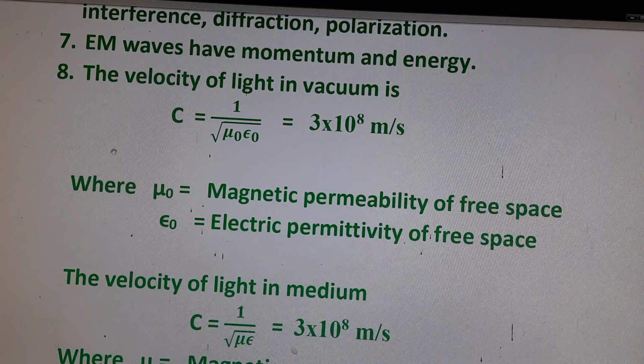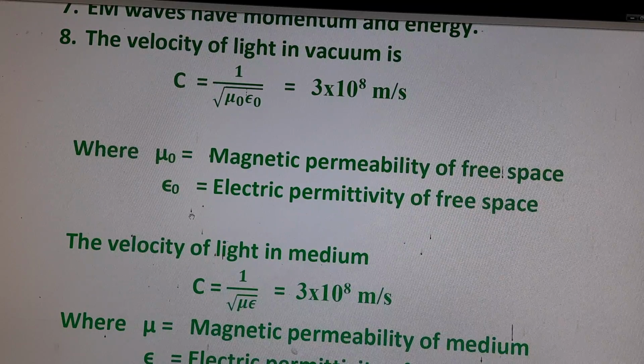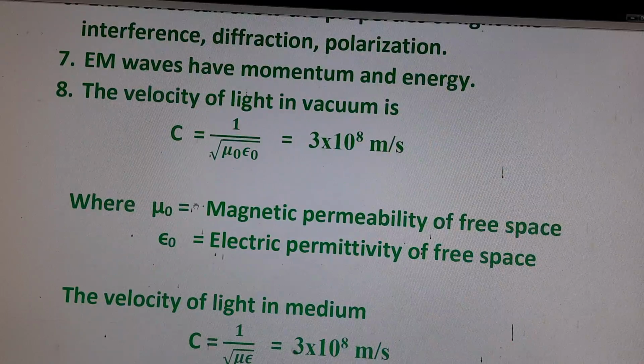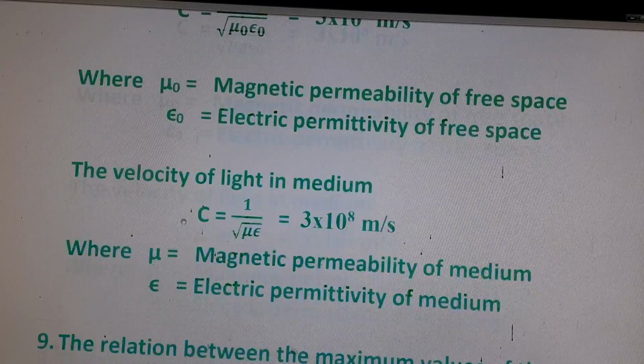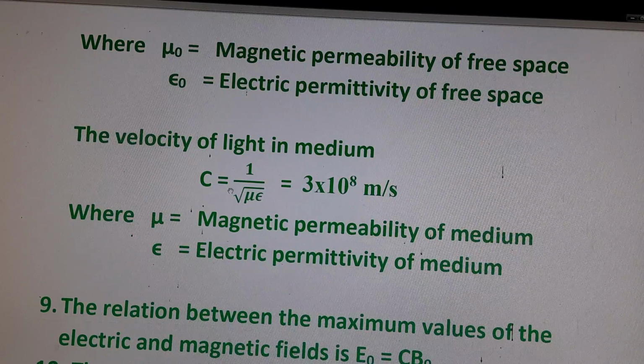Where mu naught is the magnetic permeability of free space and epsilon naught is the electric permittivity of free space. In the same manner, we can observe this formula: light can travel in vacuum as well as in a medium. The formula is c equal to 1 by under root of mu epsilon. The velocity value is the same, equal to the light velocity, 3 into 10 power 8 meter per second.